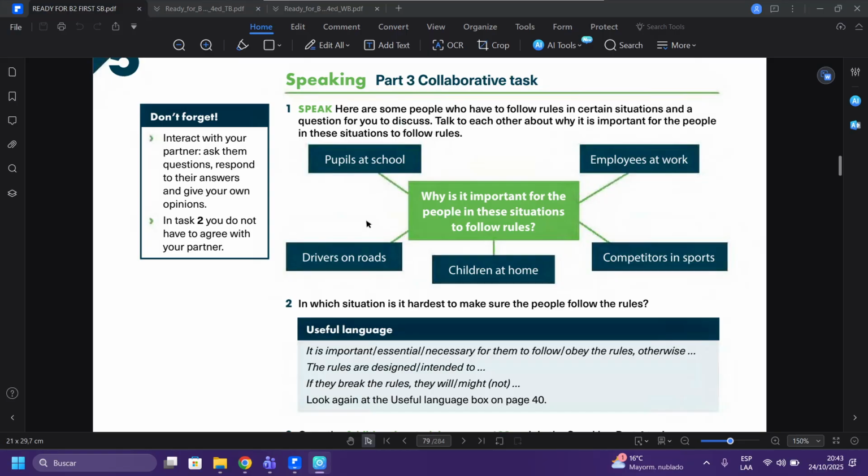Okay, this is called part 3 of the speaking section. Here you have the question in the middle, and you have to discuss the 5 options that you have there with your speaking partner in your real exam, of course. You both have 2 minutes to discuss these, based on the main question. For example, it says, why is it important for the people in these situations to follow the rules? And we have pupils at school, drivers on roads, children at home, competitors in sport, employees at work.